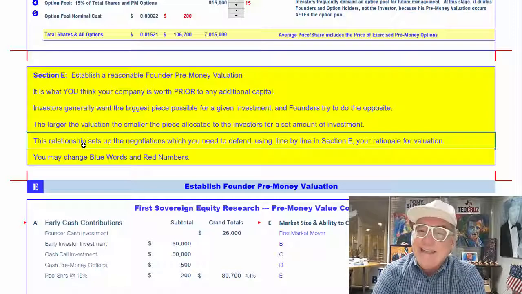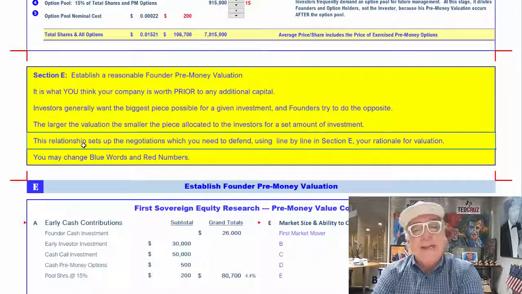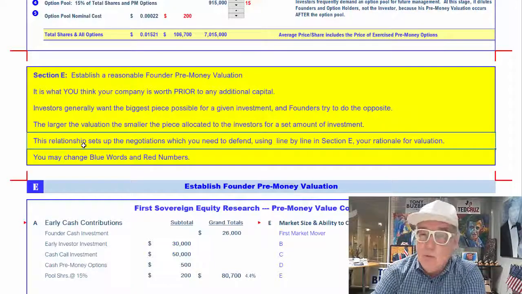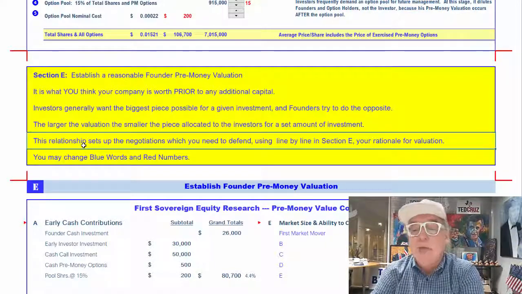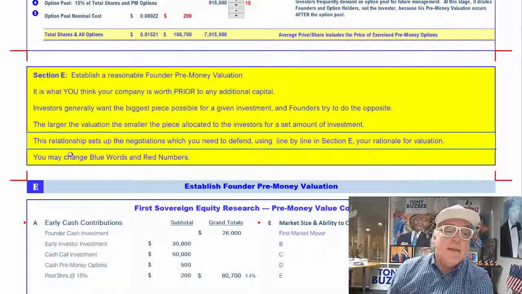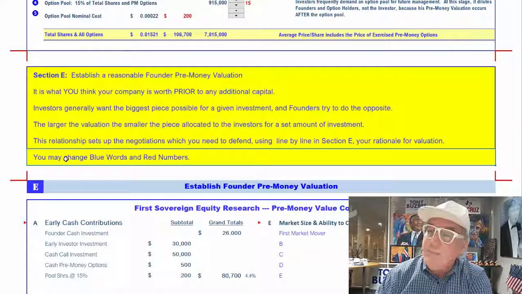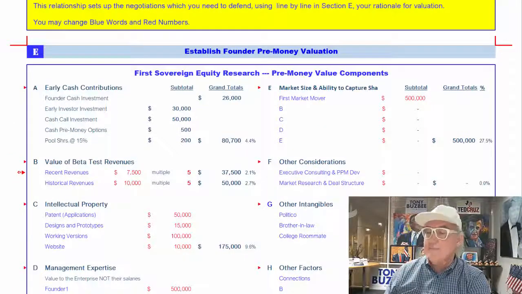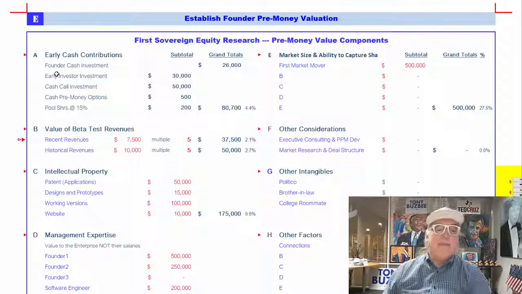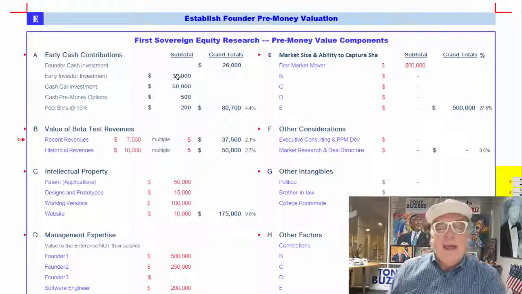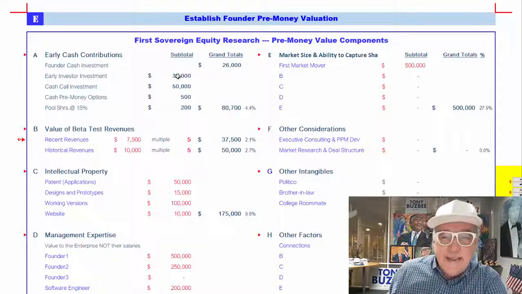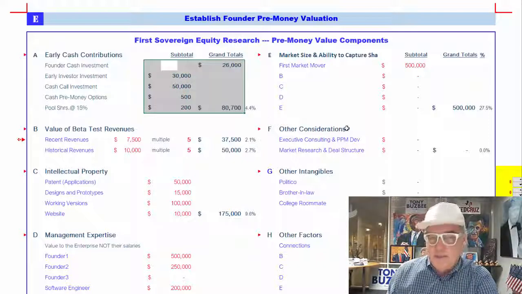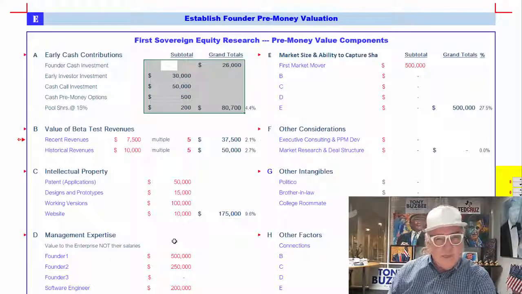This relationship sets up the negotiations, which you need to defend line by line in Section E, which is what we're going to do here in a moment. It's your rationale for valuation. Now, you can change blue words and red numbers, but that's it. So let's go right up here and scroll up and see what this thing looks like. All right. A little later on, you're going to actually see these numbers being put in. I decided to do these early. This will be done at the deal maker, a couple sections down.